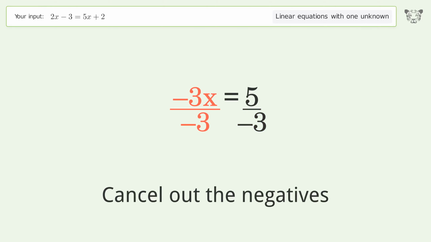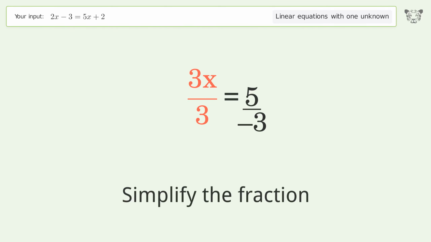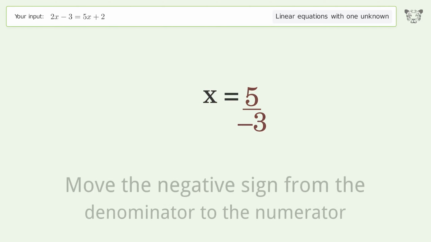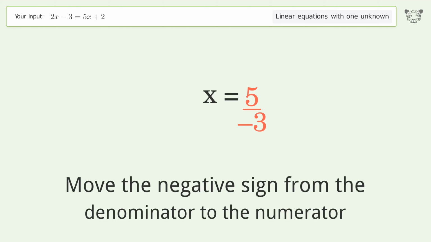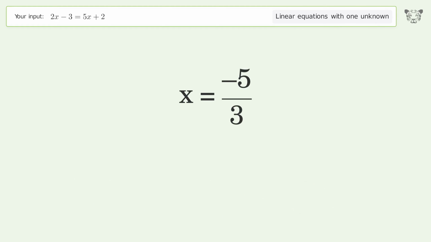Cancel out the negatives. Simplify the fraction. Move the negative sign from the denominator to the numerator. And so the final result is x equals -5/3.